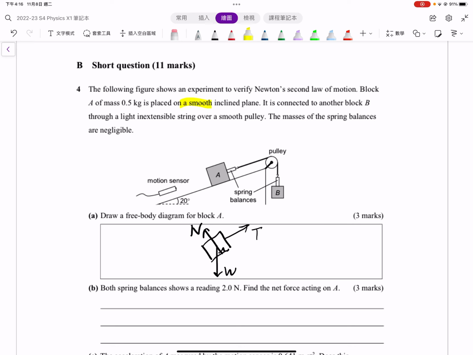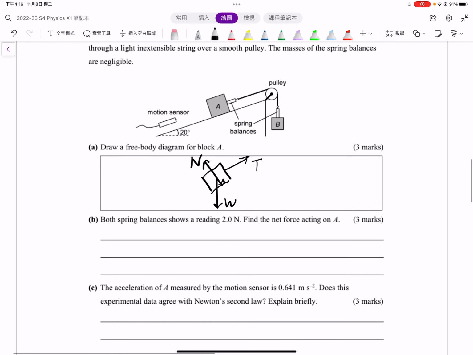And some of you put frictions there. Now, you can see that it is indicated by the word smooth, which means that the friction is 0 here. Be careful to read the question carefully. Words mean something, okay? Both spring balances show readings of 2 Newton. Find the net force acting on A. Now, the readings, I think it's good that most of you know about it. So the reading is actually showing you the tension is equal to 2 Newton.